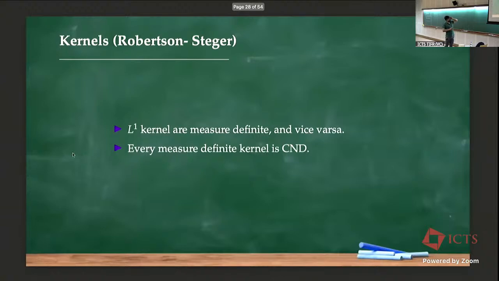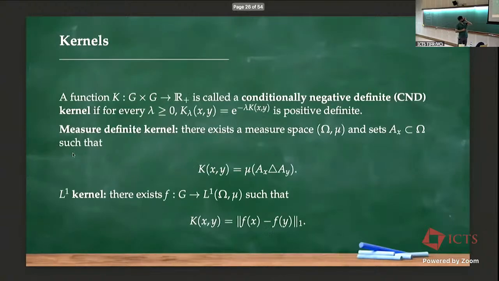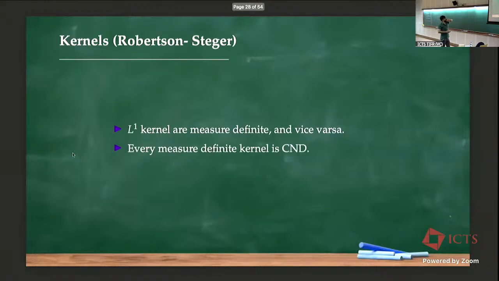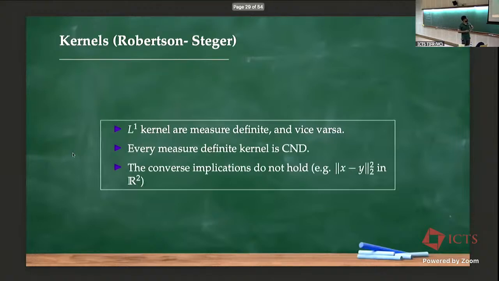Okay, so now about the CND kernels. Actually, the CND kernels are bigger. So measure definite and L1 kernels are inside that, and every measure definite kernel is CND, but the converse implication is not true. So there's a very simple example to understand this.